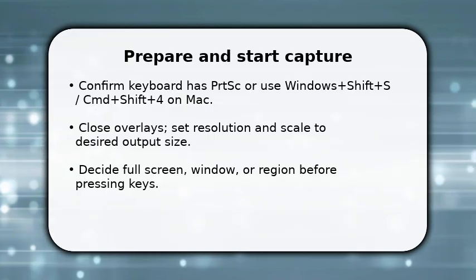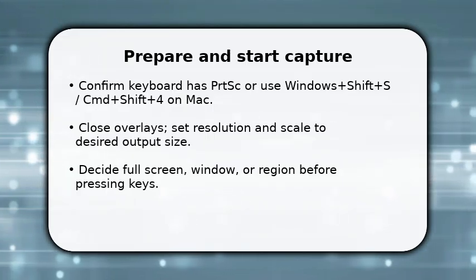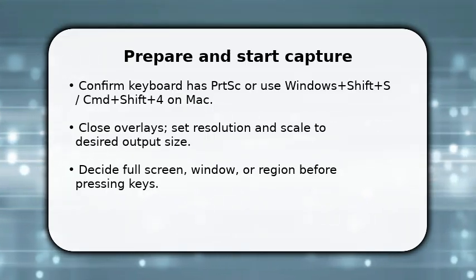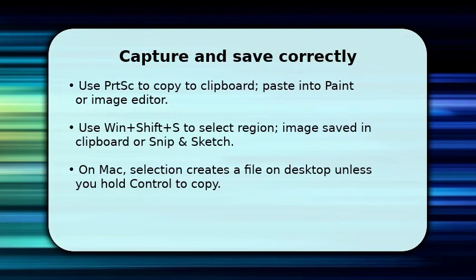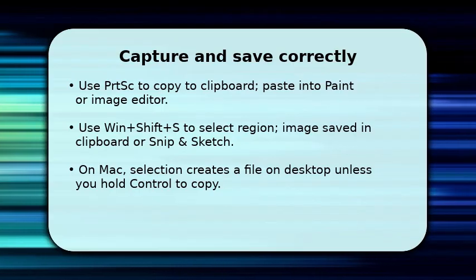Now take the first action. Press the shortcut for the capture type you chose and watch for the screen response. Once you triggered the capture, act quickly to preserve the image. If you used PRT-SC, open Paint or your editor and paste so the file can be edited and saved. Clipboard clears if you copy again.